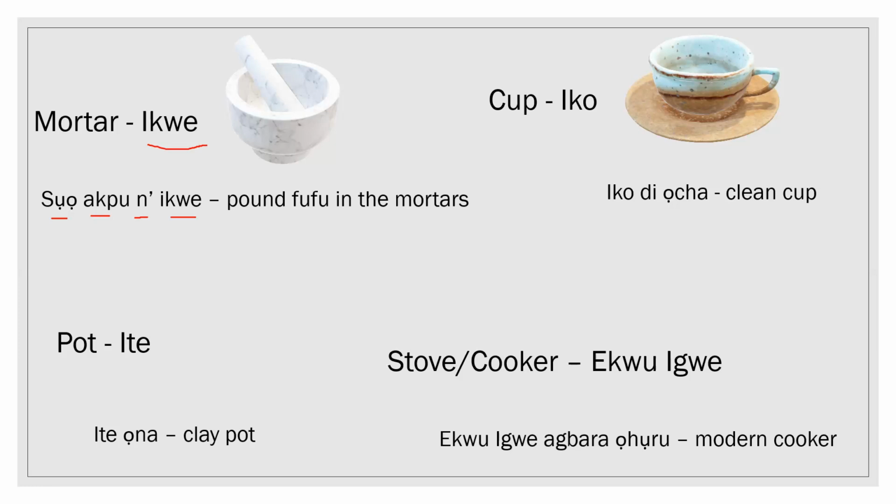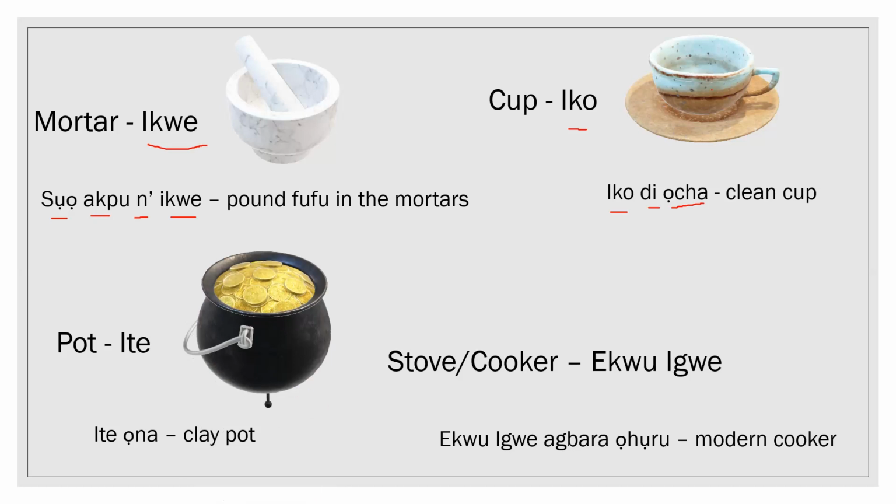We have here iko de ocha, which is clean cup. And the next one we have is ite ona, which is clay pot.